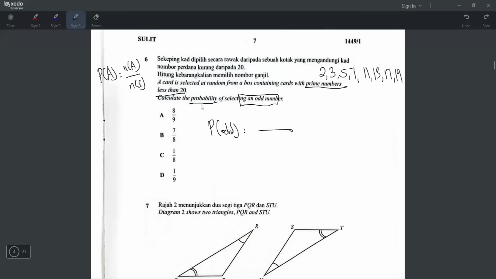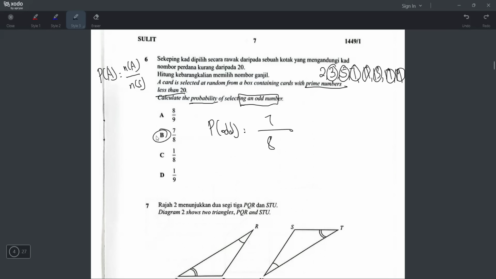Okay, now they say calculate the probability of selecting odd number from here. So odd number, let's circle which ones are odd numbers. Odd means odd numbers. So 1, 2, 3, 4, 5, 6, 7. So you have 7 odd numbers, but out of 8, the total. So the answer is B, boy.